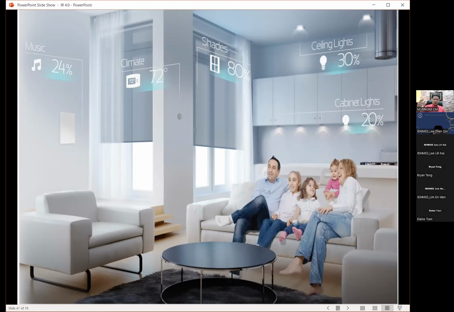Cabinet lights also, and all the lighting systems will be very smartly integrated and communicating with one another to give you sufficient ambience lighting strategies, so that you don't have to switch it on at 100%. So this is important, and in the future it will become the norm in our homes.